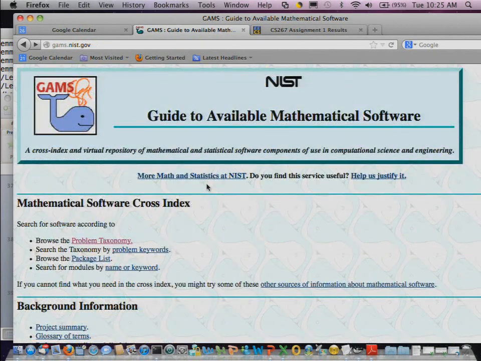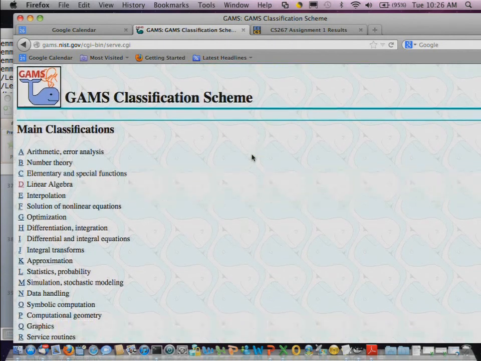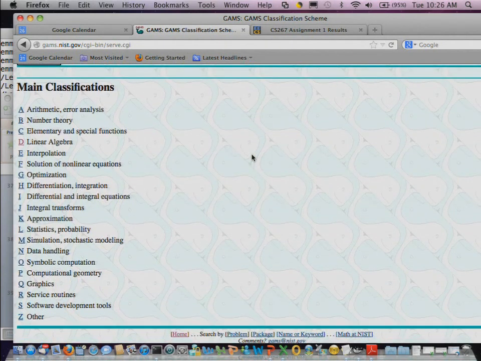GAMS is the Guide to Available Math Software. And this is provided by NIST, the National Institute of Standards and Technology. It basically gives you a problem taxonomy for all of applied mathematics. And it tries to give you this tree where you can say, well, I need to do integral transforms, or I need to do optimization, I need to do linear algebra, and it gives you pointers to all of the code that they try to keep track of, right?